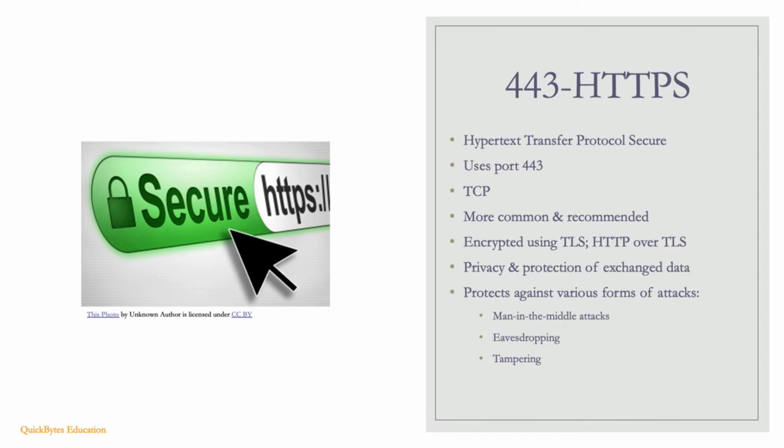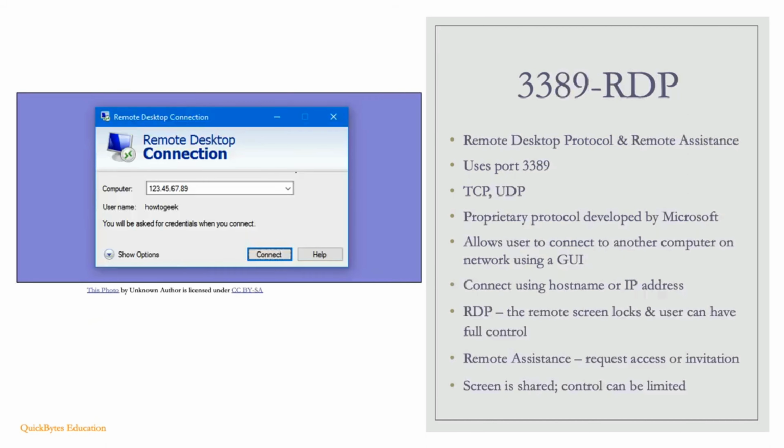HTTPS is the secure version of HTTP. It uses encryption to help protect the privacy and integrity of data transmitted between the client and the server. Most websites today use HTTPS as the preferred method for transmitting web traffic. HTTPS helps protect against attacks such as eavesdropping, tampering, and man-in-the-middle attacks. You can usually identify an HTTPS connection by the lock icon next to the web address or by seeing HTTPS at the beginning of the web address.